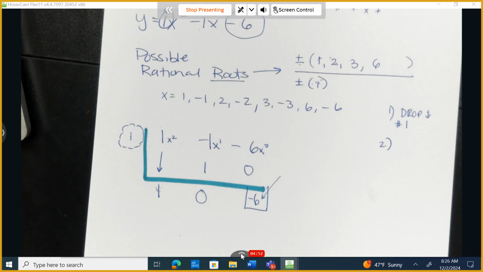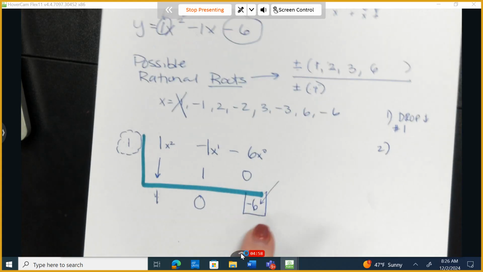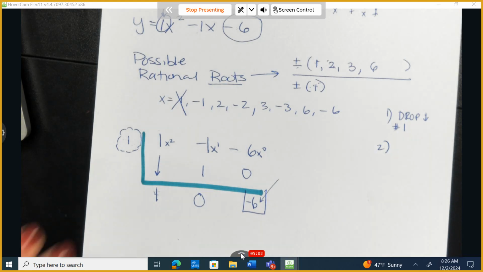And you're thinking like, well, what does that tell me? It tells me that 1 is not a solution. How do I know it's not a solution? Because I didn't receive a final answer of 0. So what do we do next? We're now going to test -1.